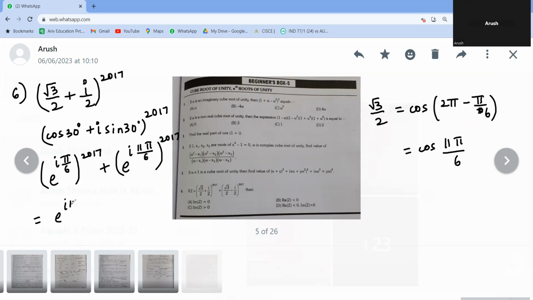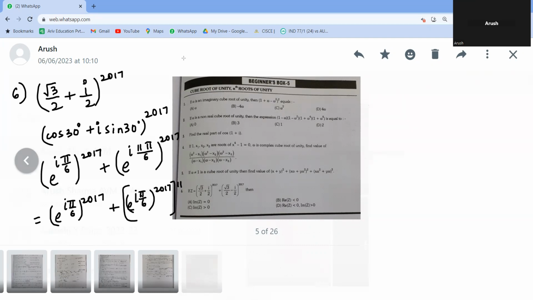So we have e raised to i pi by 6 raised to 2017 plus e raised to i, इसको थोड़ा मल्टीप्लाई करना पड़ेगा, तो इसको हम लिख सकते हैं e raised to i pi by 6 raised to 2017 and then that is raised to 11, Arush. ठीक है, let us solve this now. e raised to i pi by 6 multiplied with 2017, so that is e raised to i 2017 pi by 6.